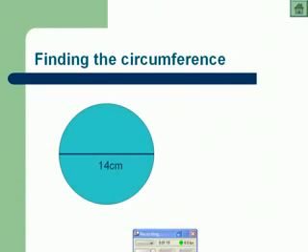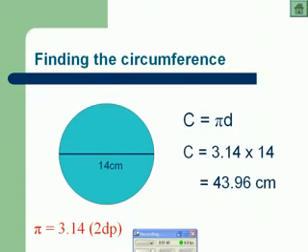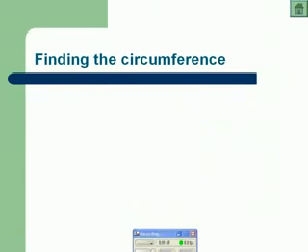So here's one for you to have a go at. Find the circumference of the circle that's got a diameter of 14 centimeters. Press pause to have a go at it, and then press play for the answer. So here's the answer to the question. Again, we know the formula is pi times diameter. We know pi is 3.14. So we've got to find 3.14 times 14, which is 43.96 centimeters.